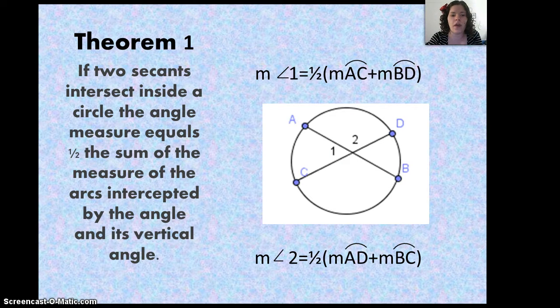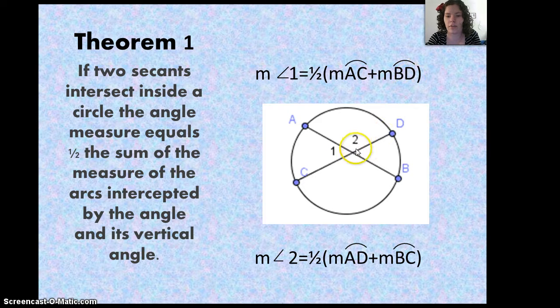Theorem 1. If two secants intersect inside a circle, the angle measure equals 1/2 the sum of the measure of the arcs intercepted by the angle and its vertical angle. This means that if we wanted to find the measure of angle 1, it would equal 1/2 the sum of the arc of AC plus the measure of arc BD.